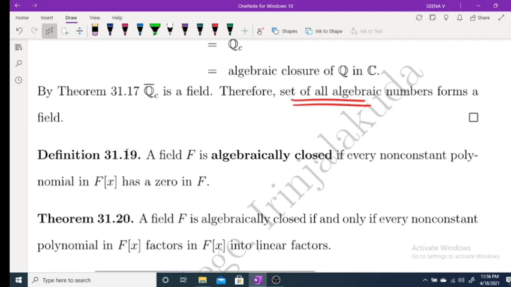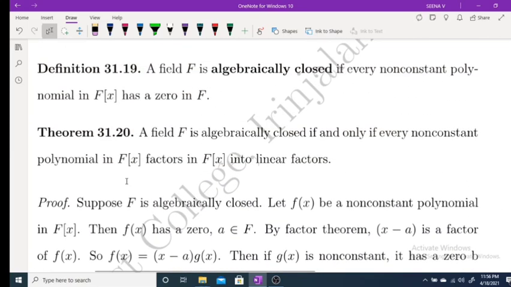Now, from this definition onwards, we will discuss in our next class. Okay, that's all for today's class.